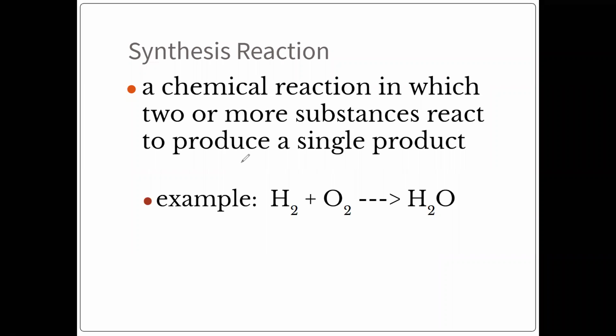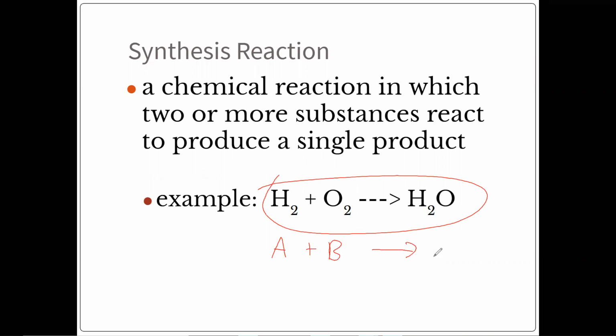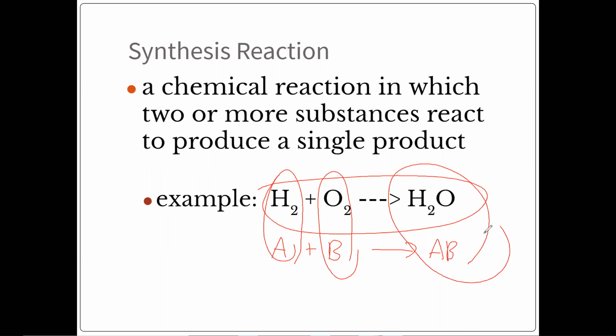A synthesis reaction happens when there's a chemical reaction in which 2 or more substances react to produce a single product. In this case, we have the synthesis of water happening here. We have hydrogen and oxygen reacting together to produce water. To put this a little bit generally, you could write this as A plus B yields AB. What I mean by that is this could be anything. This is like a variable equation. This didn't have to be hydrogen and oxygen producing water. It could be sodium and chlorine producing sodium chloride. Either way, you have chemical A and chemical B reacting to form some combination of the two.